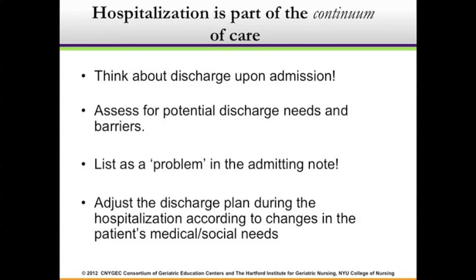Think about what potential discharge needs there might be. Already on admission, you sometimes have clues to barriers that might be present that would impede that potential discharge plan. And of course, be flexible in adjusting what you think a patient may benefit from on admission during the hospital stay because care needs change as the patient's clinical status will change during the hospitalization.